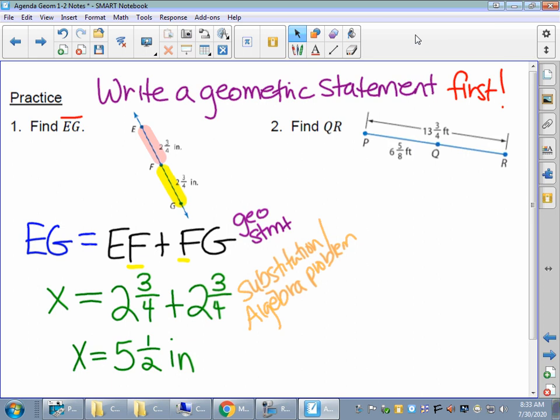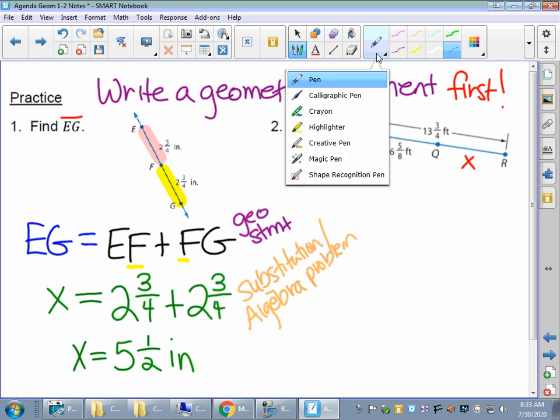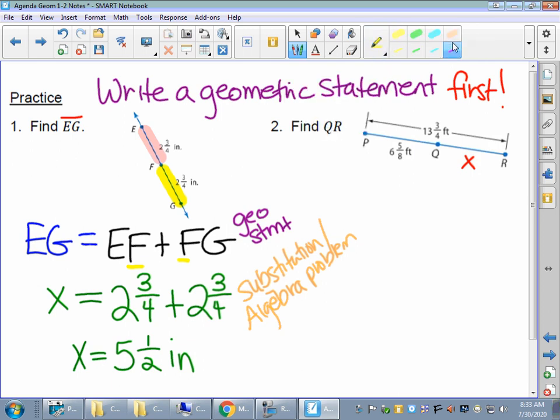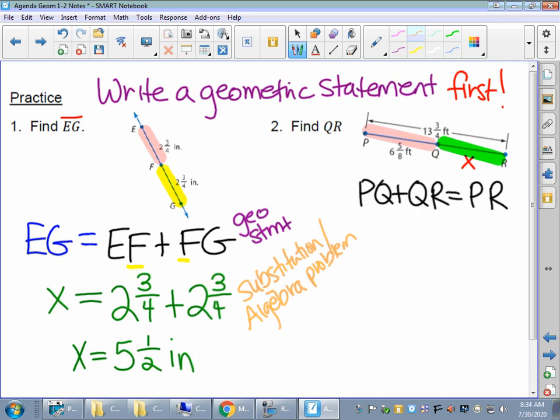So if we just look at number 2 real quick here, if we're going to find QR, if we don't know, we can put an X there, right? If the first thing I want to always see is a geometric statement, I need to know what two pieces add up to make the whole thing. So it looks to me like PQ plus QR have to equal the whole segment. So PQ plus QR equals PR. Notice I wrote it the opposite this time. It doesn't matter which way you do it.